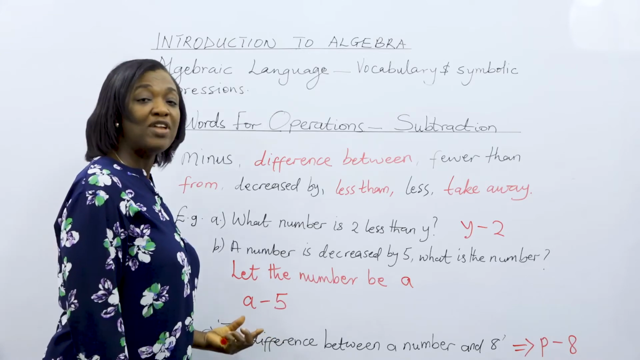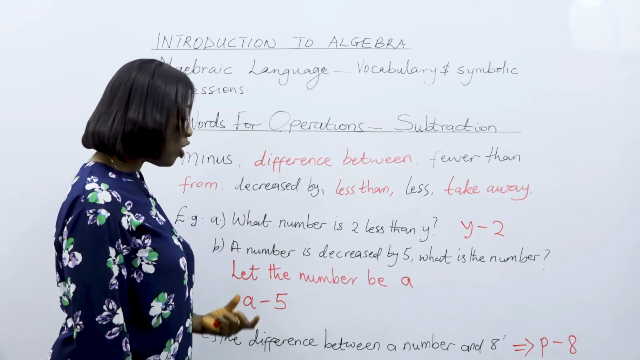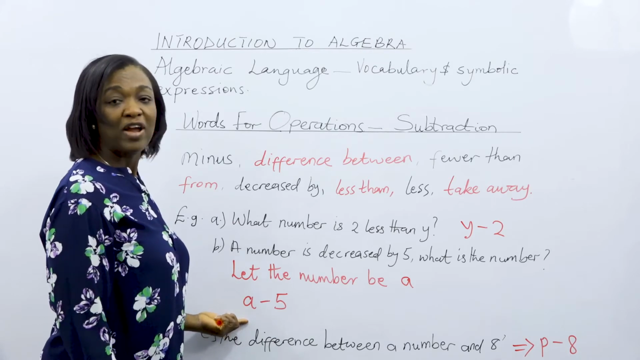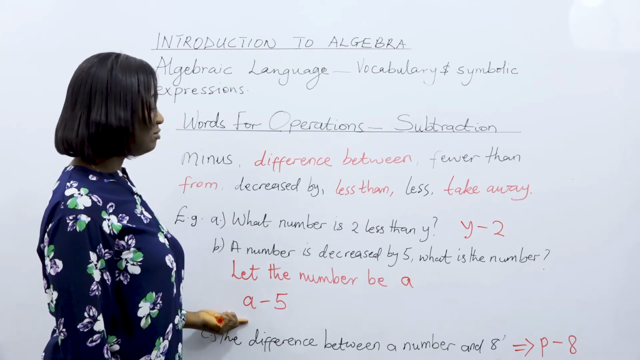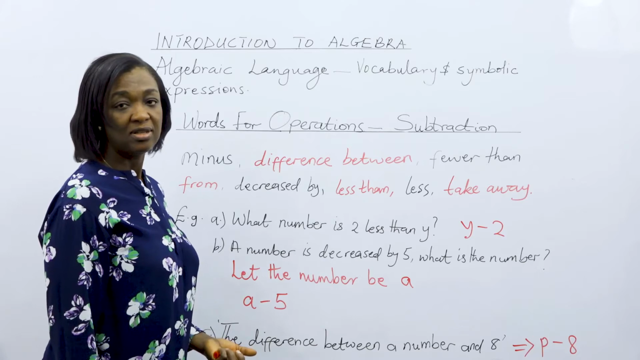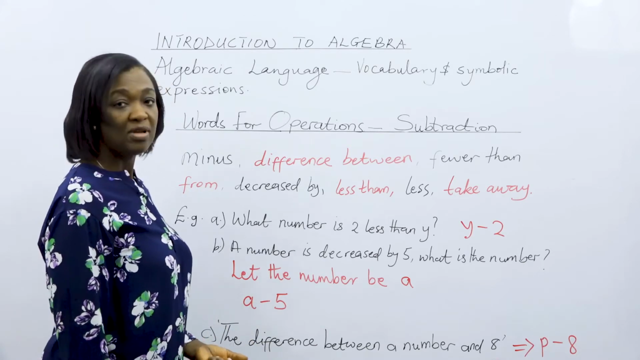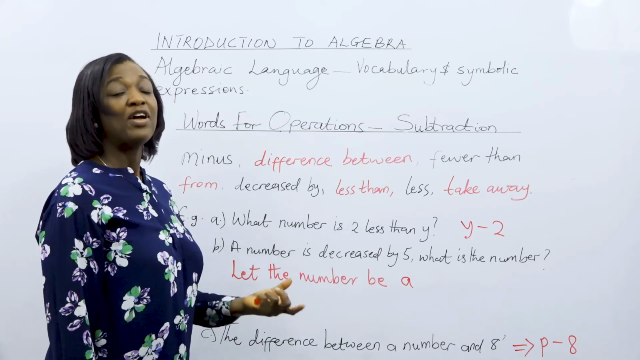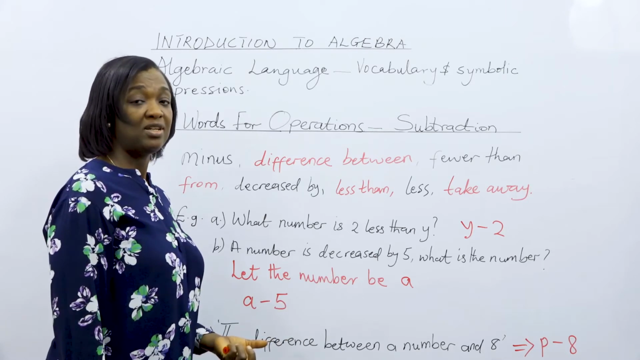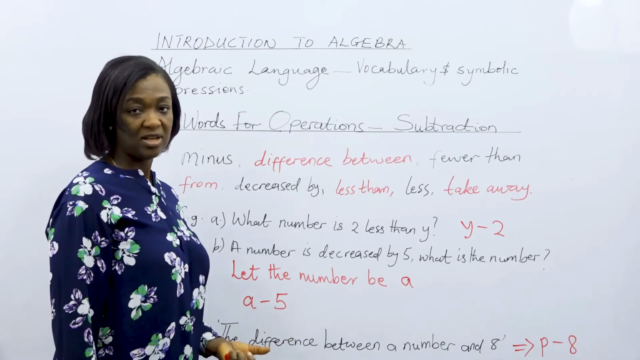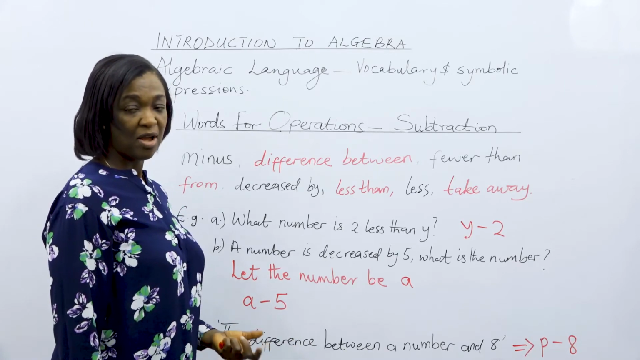So the value of that number depends on the value of A. So if I choose A to be 6, 6 decreased by 5 is 1. If I choose A to be 20, 20 decreased by 5 will be 15. I hope that is clear.